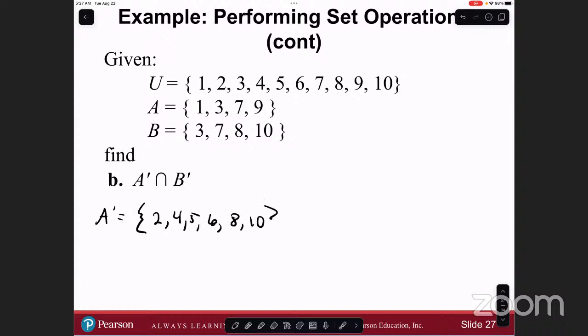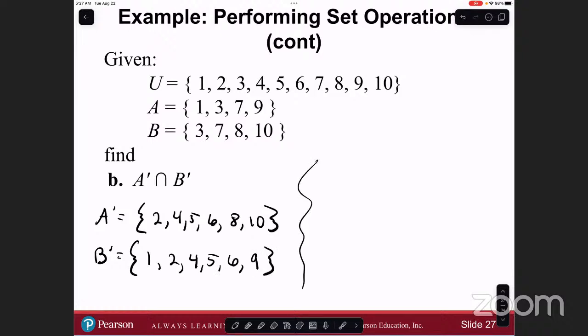Right. B complement, same notion, same idea. So, 1, 2, 3, 4, 5, 6, 7, 8, and 9. Okay. So then finally, A complement intersection B complement.